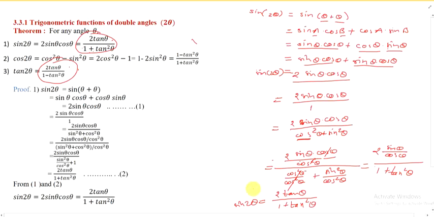Get it? Okay. So let us see it. Sine 2 theta is equal to 2 sin theta cos theta. Divide by 1, and 1 is equal to cos square theta plus sin square theta.